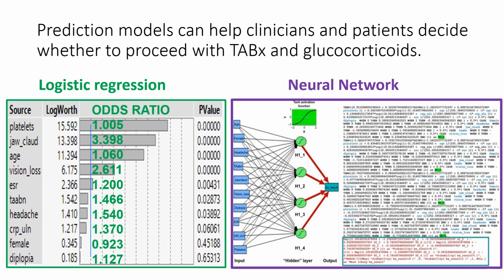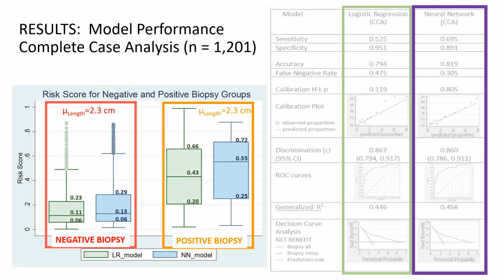On logistic regression, platelets, jaw claudication, age, and vision loss were more valuable predictors than ESR, CRP, headaches, and scalp tenderness. Gender and diplopia were not statistically significant variables. Neural networks had the advantage of being less affected by data outliers than logistic regression, but require much more data. And the back-propagated weightings as shown are a relative black box compared to the odds ratios of logistic regression.